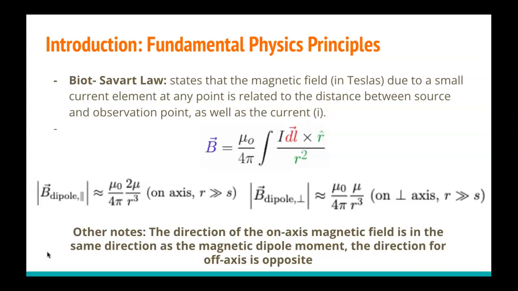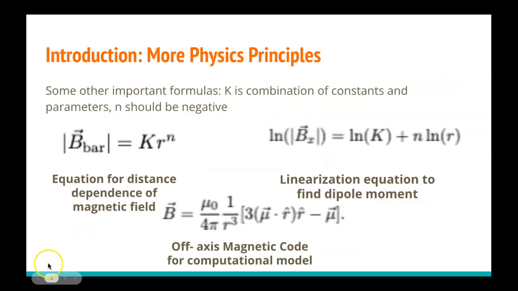Another note is that the direction of the on-axis magnetic field is the same direction as the magnetic dipole moment, whereas the direction for the off-axis is opposite of the direction of the magnetic dipole moment. These equations here are more physics principles that apply specifically to this lab.